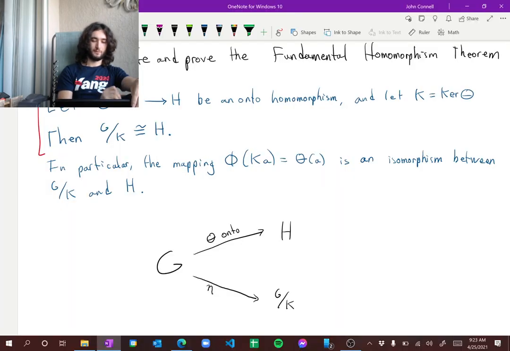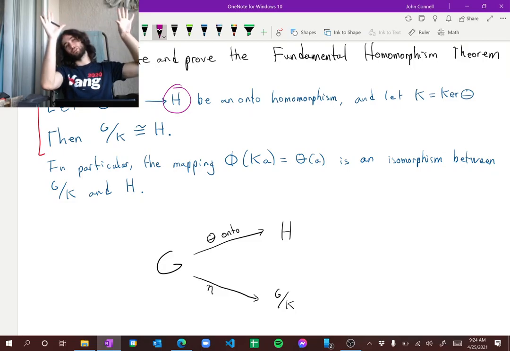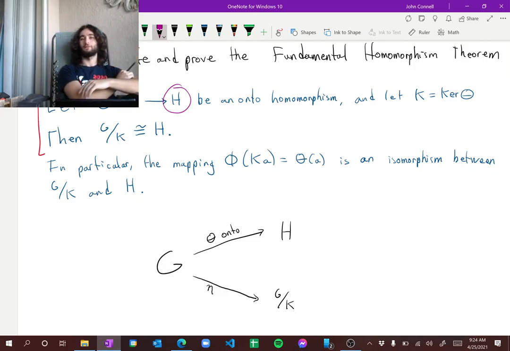of it. This part. So let theta from G to H be an onto homomorphism, meaning all of H gets covered by theta of G, and then let K be the kernel. Then it turns out G mod the kernel is isomorphic to H. So in other words, whenever you have any homomorphism that maps all the way onto here, whatever you get over here is the exact same structure as if you took what was originally in G and modded out by the kernel.